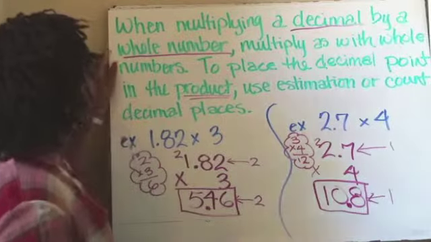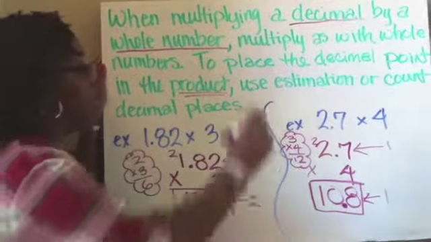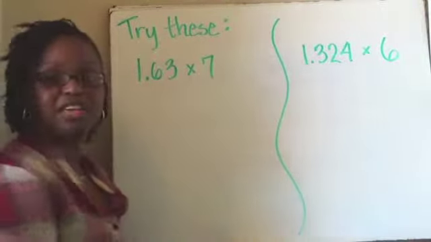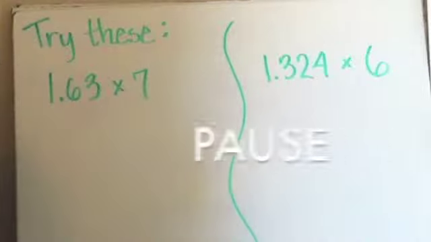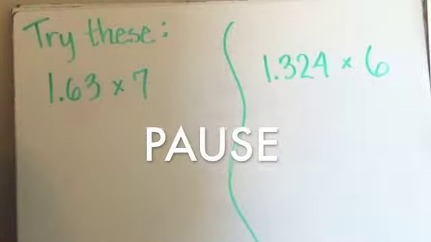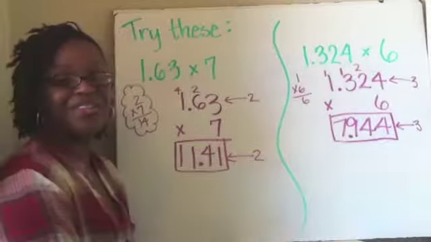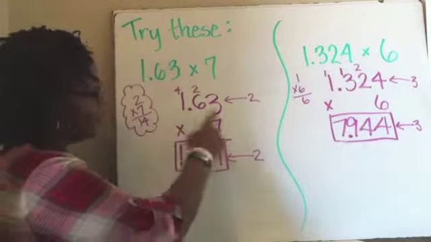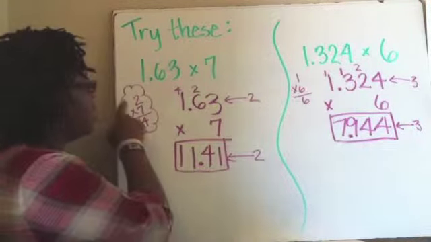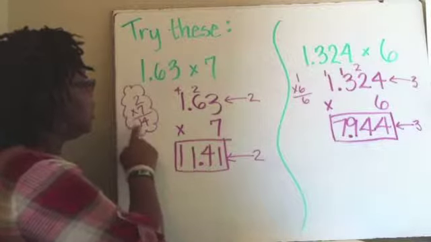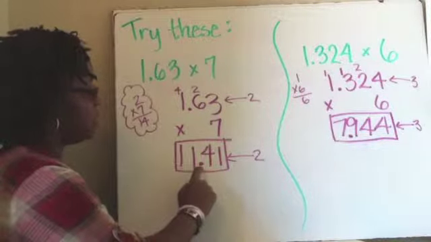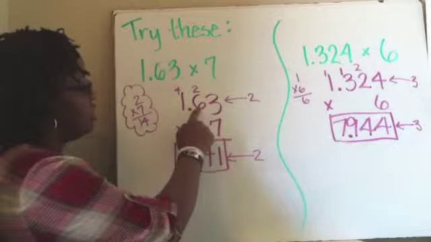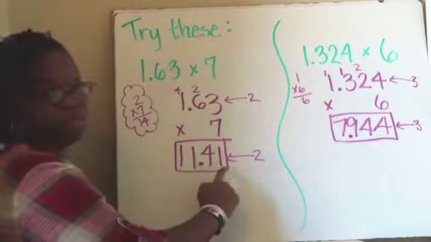Alright, I want you to take a moment and try a couple of examples on your own. Go ahead and pause the video while you try these 2 examples. So your first example, 1 63/100 times 7. Just do our multiplication as normal. If you do your estimation, you should get 2 times 7 is 14, and the only place we can put the decimal to get close to 14 is here. You can also count the decimal places, so 2 numbers behind the decimal here means 2 numbers behind the decimal in our product.